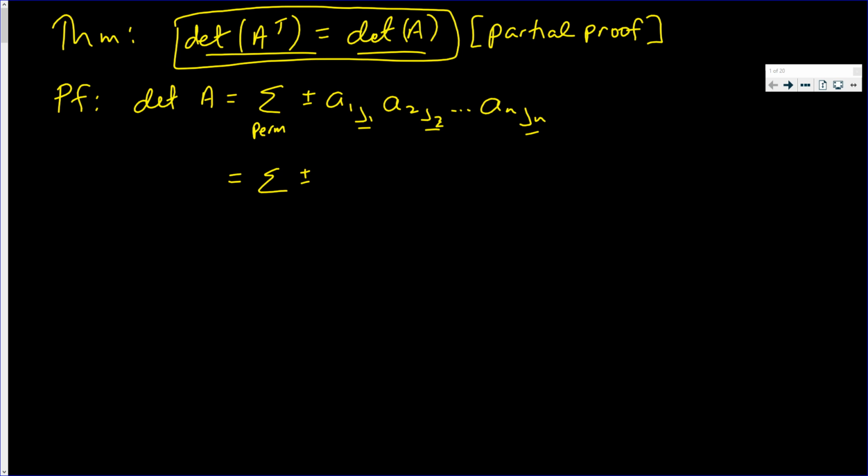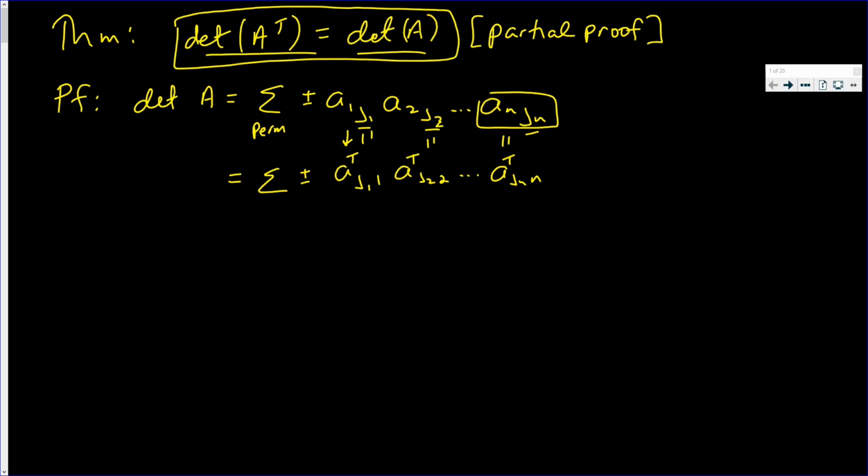Now, if I switch the I into J, that is, if instead of A1,J1 I write A transpose J1,1, they're equal. Then I have A transpose J2,2 all the way down. Well, if I transpose that, I get A Jn,n. But then when I transpose it back, I get what's above it. Okay.